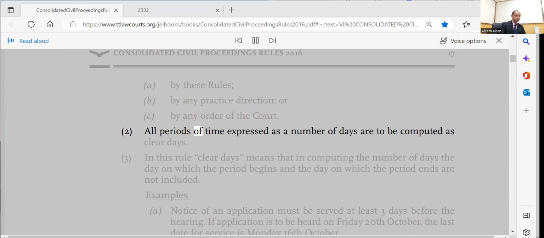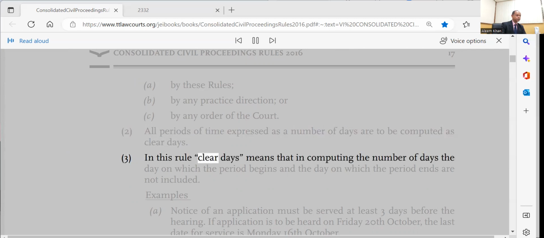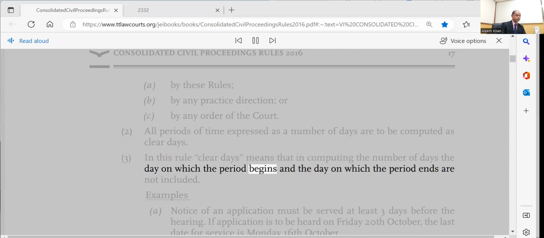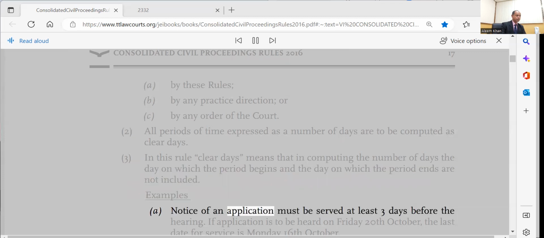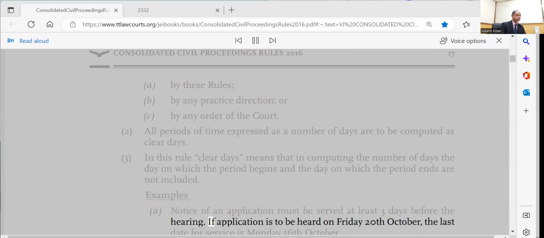2. All periods of time expressed as a number of days are to be computed as clear days. 3. In this rule, clear days means that in computing the number of days, the day on which the period begins and the day on which the period ends are not included. Examples: (a) Notice of an application must be served at least 3 days before the hearing. If the application is to be heard on Friday, October 20th, the last date for service is Monday, October 16th.